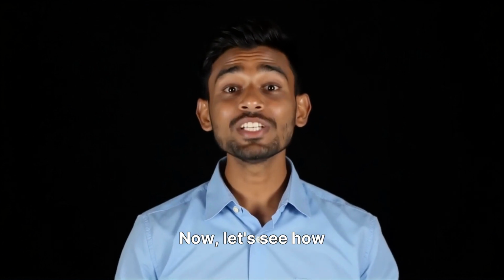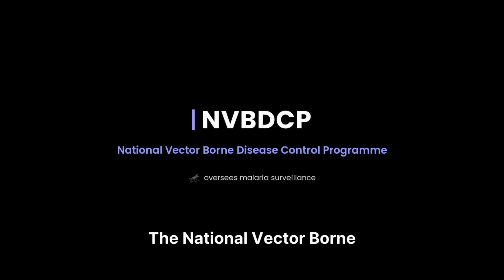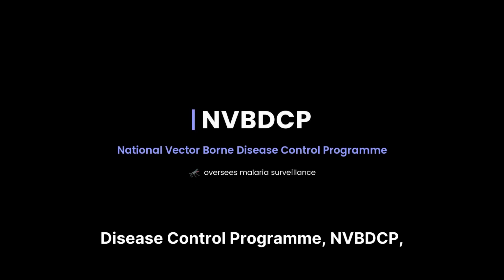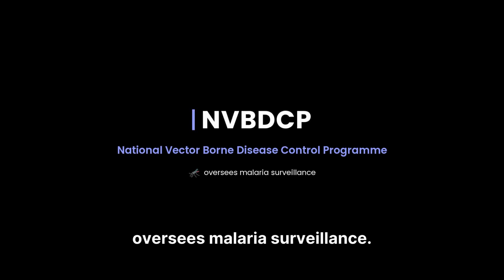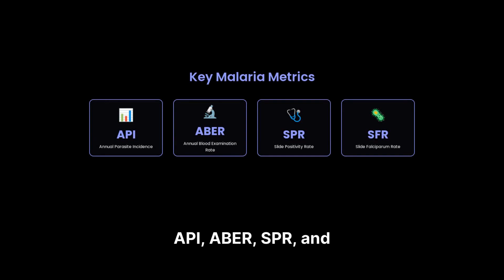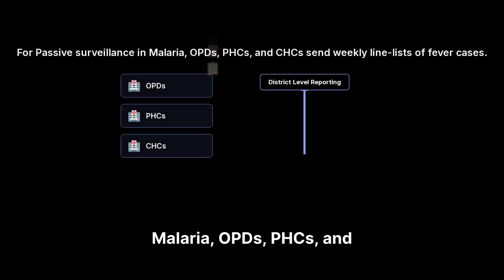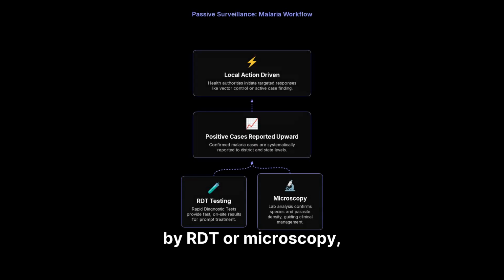Now, let's see how these types of surveillance look specifically for malaria. The National Vector-Borne Disease Control Program, NVBDCP, oversees malaria surveillance. Key measures to mention in any answer include API, ABER, SPR, and SFR. For passive surveillance in malaria, OPDs, PHCs, and CHCs send weekly line lists of fever cases. These cases are tested by RDT or microscopy, with positive cases reported upward, driving local action.